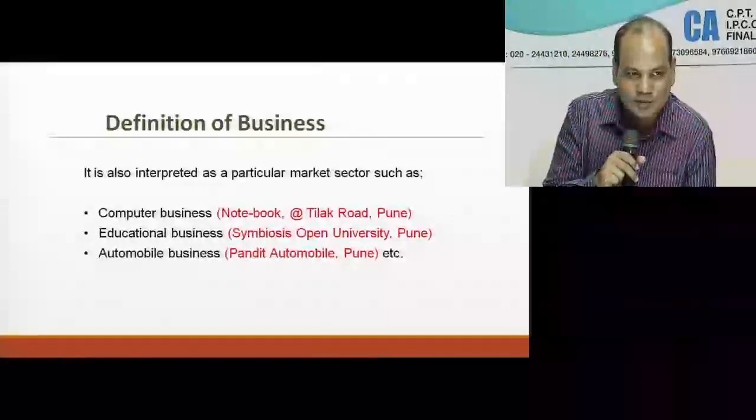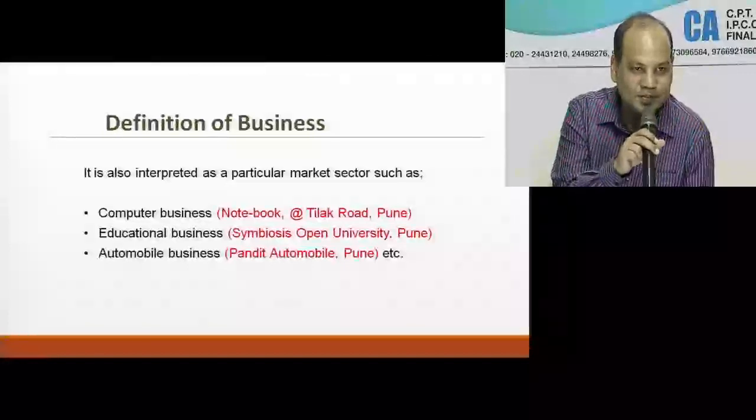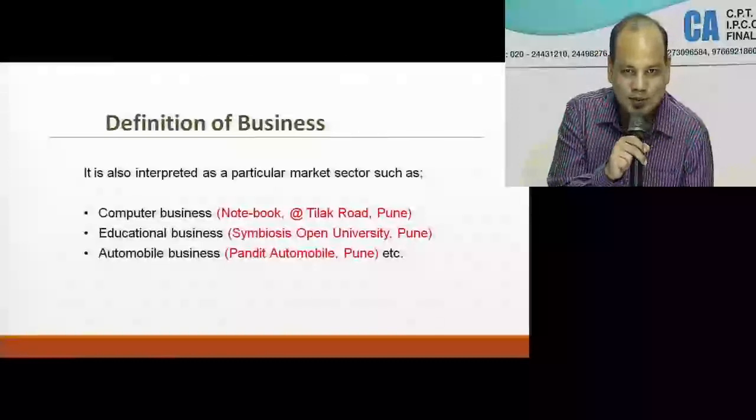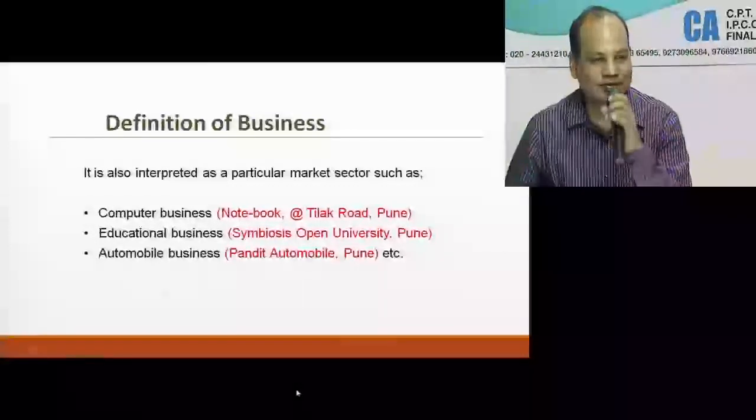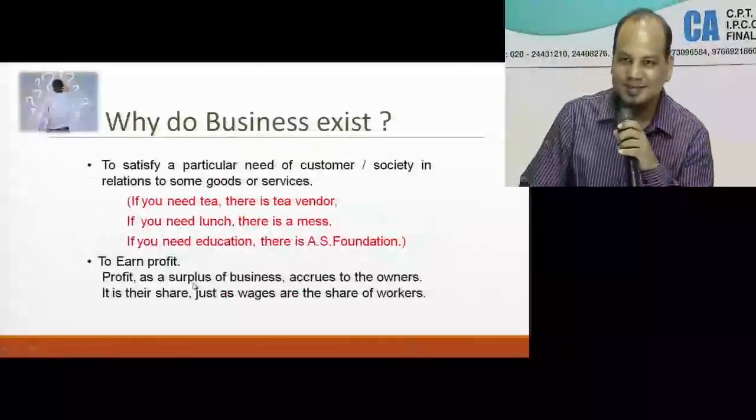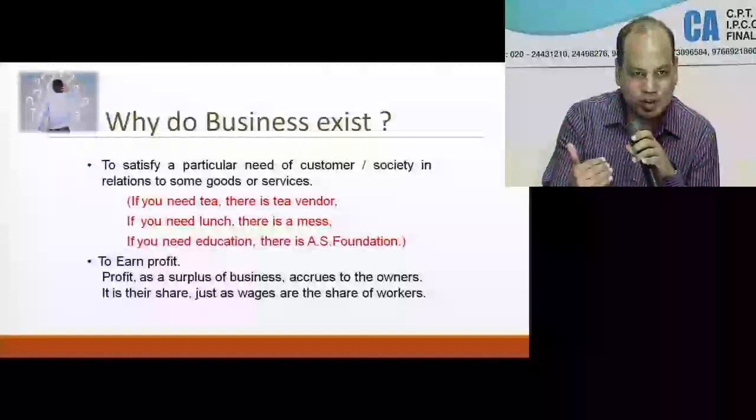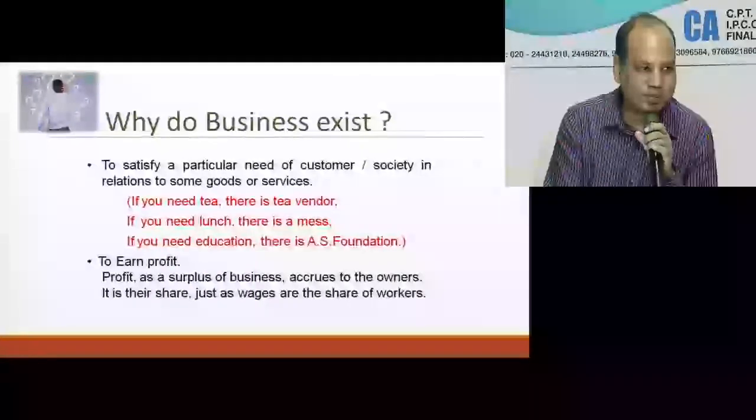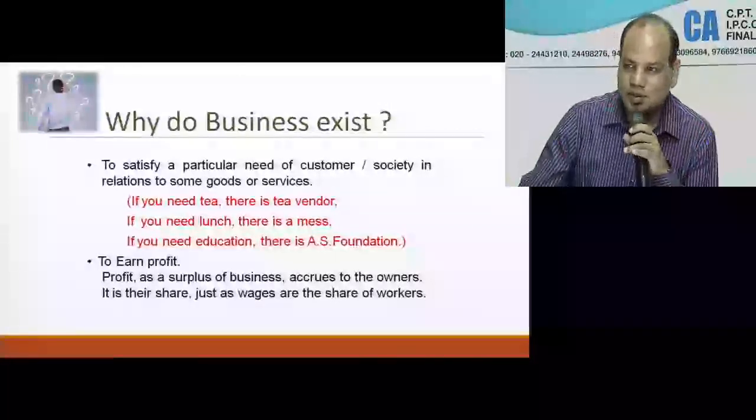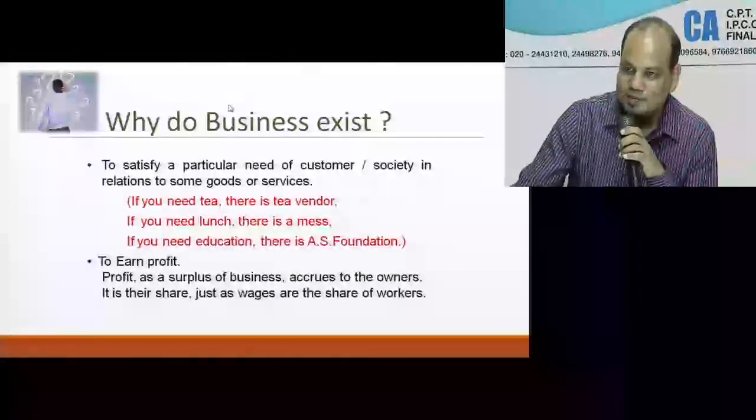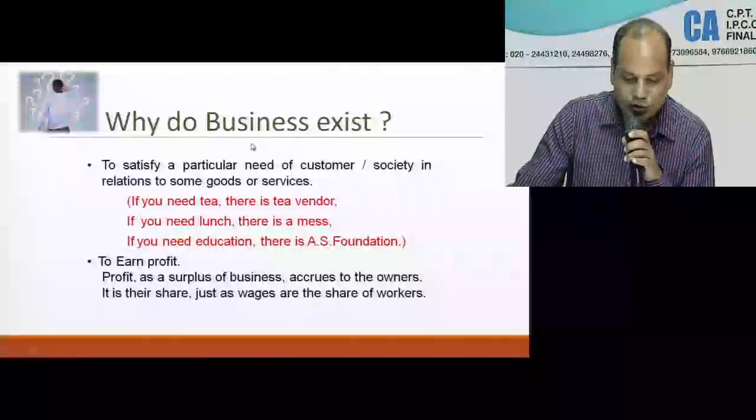Automobile business, Pandit Automobile on Tilak Road, near our office only, just about 100 to 200 meters away from this place. Then any other automobile business? DSK Toyota, Monarch, okay, Hero Cycle. So these are automobile business. So these are just examples. Any other example of business? Pharmaceutical business, okay. Airline business. Movie business. That is also business. Entertainment business.